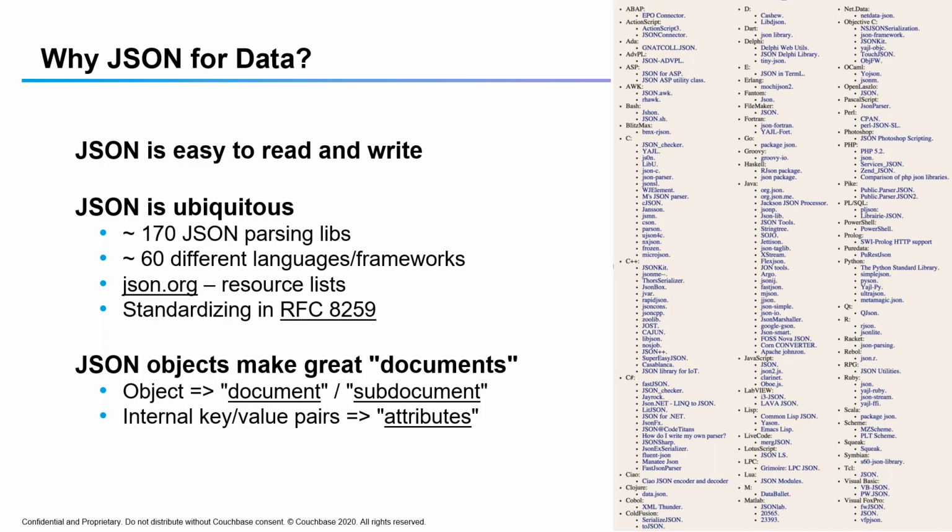JSON is supported by nearly every major language and platform on Earth and is the de facto language of modern services on the internet. So even if your database today doesn't support JSON, your application and application services are likely already speaking JSON. So it's a ubiquitous protocol.